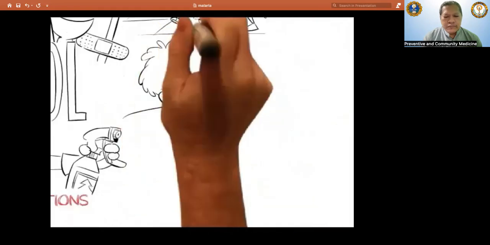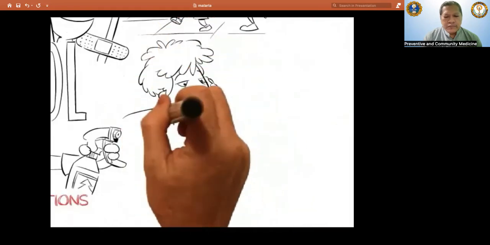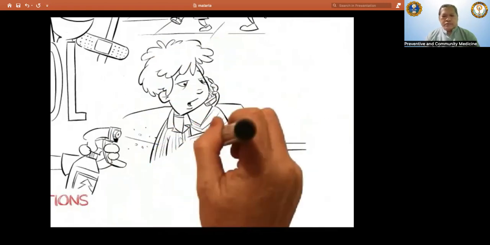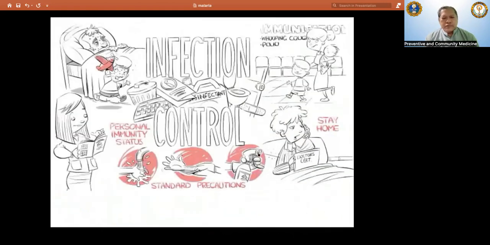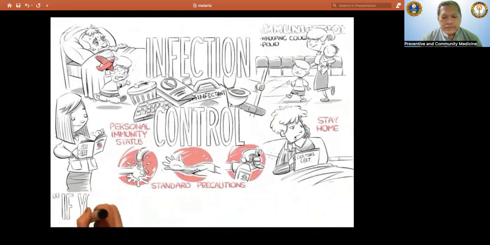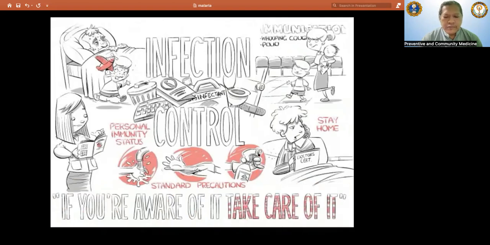Sometimes, despite our best efforts, we can become unwell. During this time, it is strongly encouraged that staff and students stay home until they are no longer contagious. Your health is valuable. So remember, if you're aware of it, take care of it.